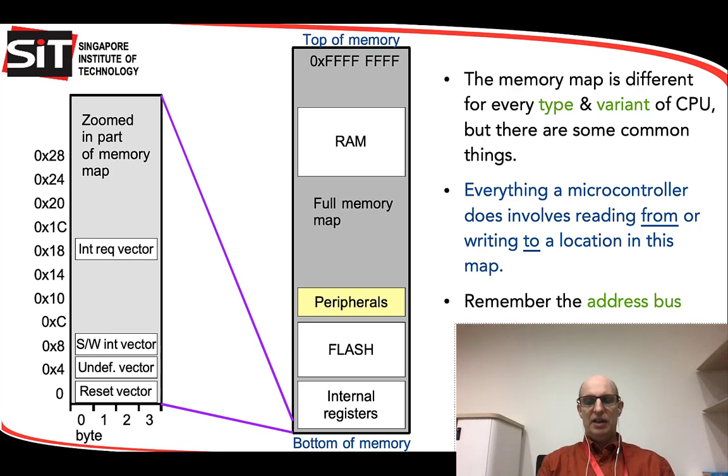It's very important. And remember that this is a logical artifact created by the address bus. If the address bus has got more bits, then it can address a bigger memory map. If the address bus in this particular processor has got fewer bits, it can address a smaller memory map. This is for a 32-bit processor, so the memory map is enormous. In an 8-bit processor, the memory map would be a lot smaller.